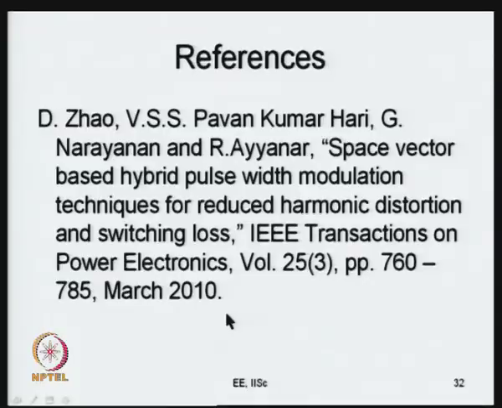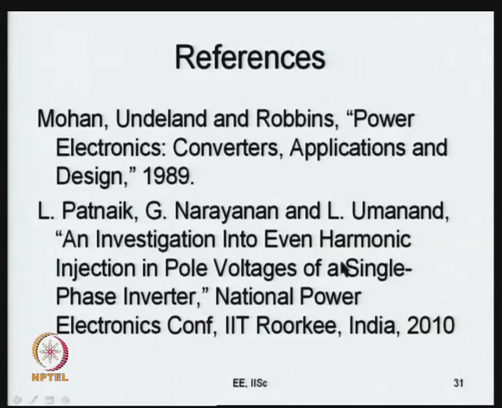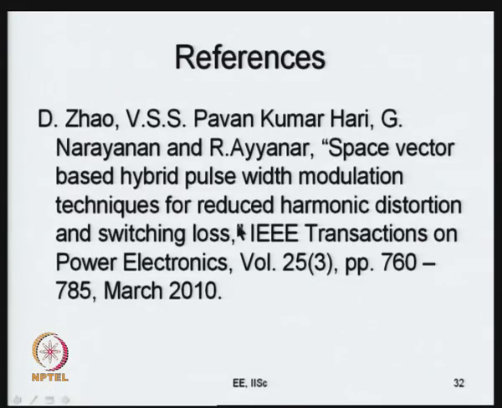On the other hand, you can certainly go in for bus clamping. If you do bus clamping, you will be able to reduce the switching loss, and that has been discussed in this particular reference that I am showing here, which is the second reference, Patnaik et al., an investigation into even harmonic injection and pole voltages of a single phase inverter. You can get more details of this there, and the other things are available in this third reference now. There is some amount of discussion on continual clamp and split clamp PWM, and we will discuss this in detail in the next lecture.